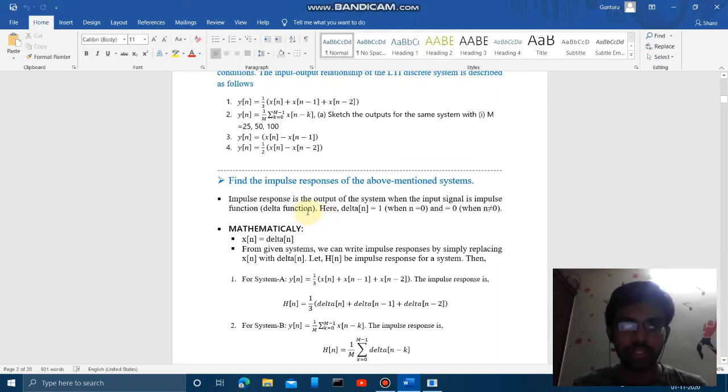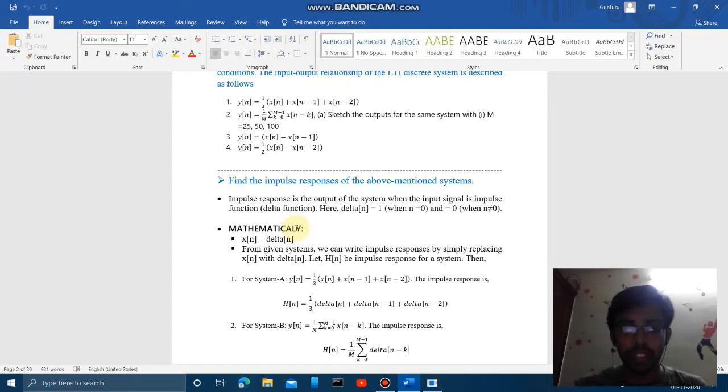So the first question is we have to find the impulse response of the given systems. What is meant by impulse response? Impulse response is the output of a system when the input signal is an impulse function, or we can call it a delta function. Here delta of n equals 1 when n equals 0, and delta of n equals 0 when n is not equal to 0. Mathematically, x of n equals delta of n.